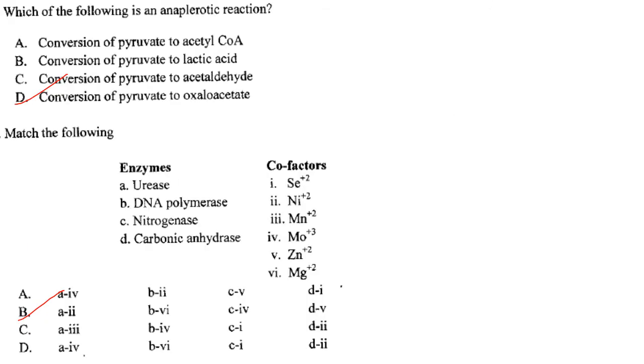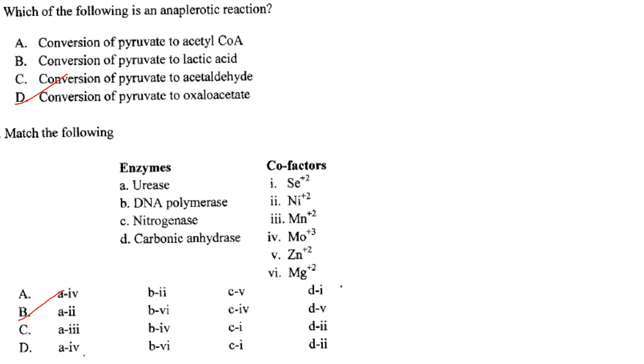Which one of the following is an anaplerotic reaction? So the anaplerotic reaction is a reaction that helps to generate the intermediate compounds of the biochemical pathways. So conversion of pyruvate to oxaloacetate is an anaplerotic reaction. Answer is option D. Then next one.